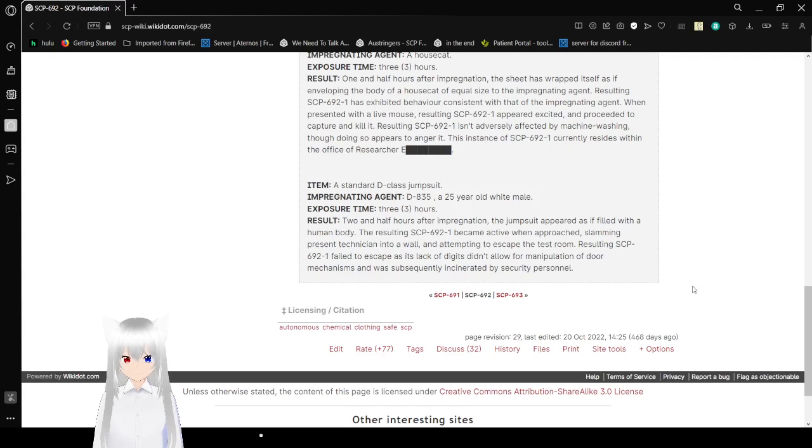Item: a standard D-class jumpsuit. Imprinting agent: D-835, a 25-year-old white male. Exposure time: 3 hours. 2.5 hours after imprintation, the jumpsuit appears as if filled with a human body. The resulting SCP-692-1 became active when approached, slamming the present technician into a wall and attempting to escape the test room. Resulting SCP-692-1 failed to escape as its lack of digits didn't allow for manipulation of door mechanisms, and it was subsequently incinerated by security personnel.